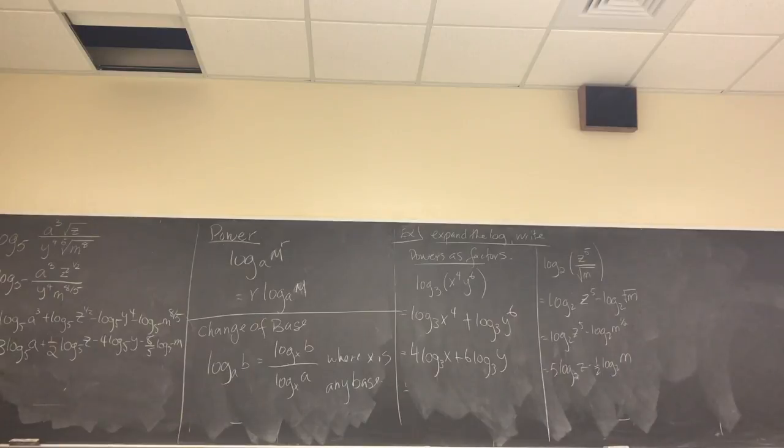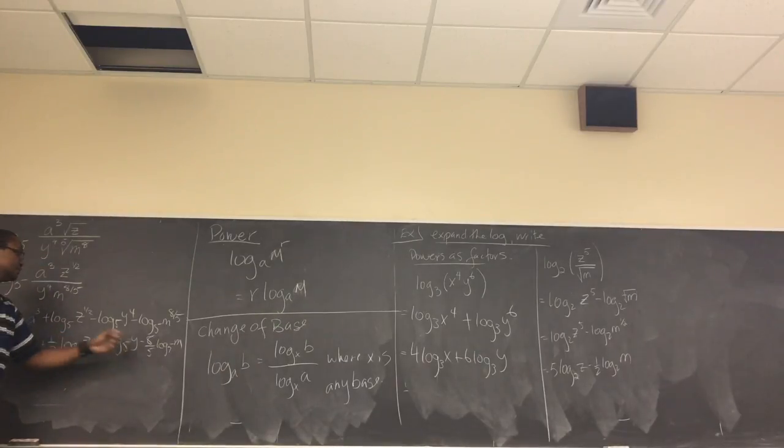The good news is they have the reverse question. See how it says expand? They can also ask you to write as a single logarithm. And all they want you to do is work backwards. So I have 1, 2, 3, 4 terms. 2 of them are positive, so I have 2 in the numerator. 2 of them are negative, so I have 2 in the denominator. And then the fractional powers become radicals.